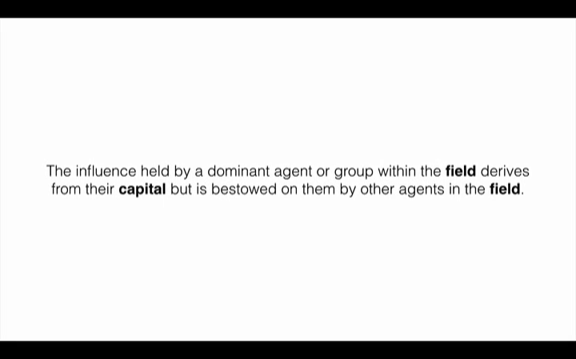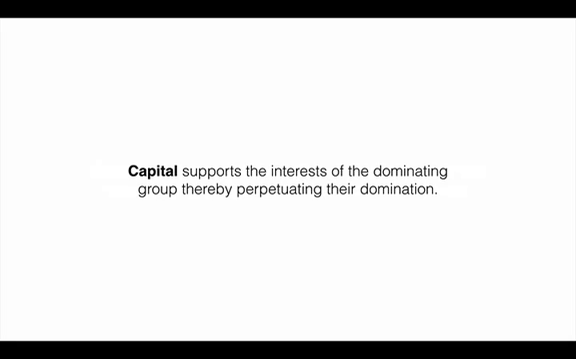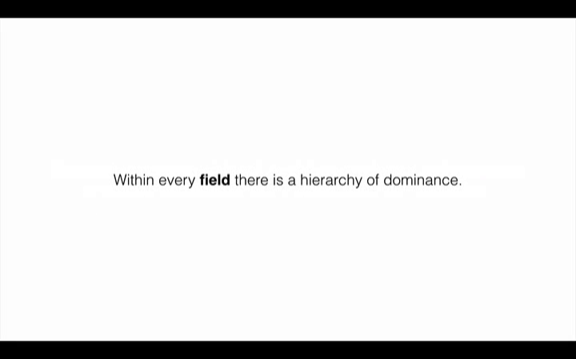The influence held by a dominant agent or group within the field derives from their capital, but is bestowed on them by other agents in the field. Capital acts not only as a resource or source of power, but also as a legitimizing device for the exercise of power. Capital supports the interests of the dominating group, thereby perpetuating their domination. Those who dominate a field will establish the valuation and conversion of capital, which supports and perpetuates their domination.